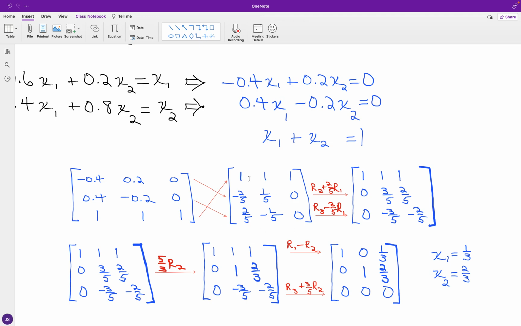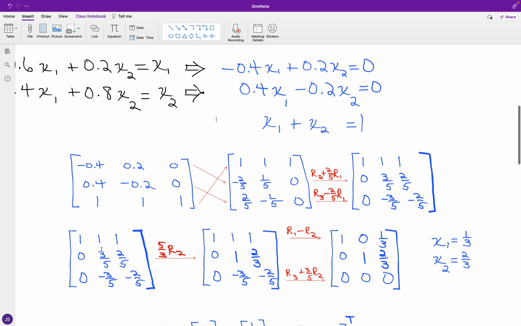And again, I want the first column to consist of 1, 0, 0. So if I take the second row elements and add 2/5 of the first row elements, I have 0, 3/5 and 2/5. And for the last row, if I take away 2/5 of the first row elements, I have 0, negative 3/5 and negative 2/5. And then just continuing, I want the second column to consist of 0, 1, and 0.